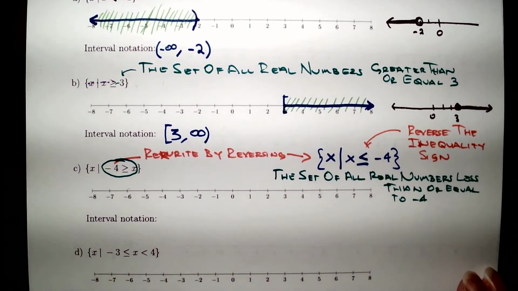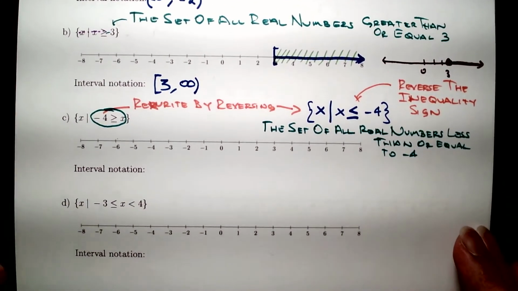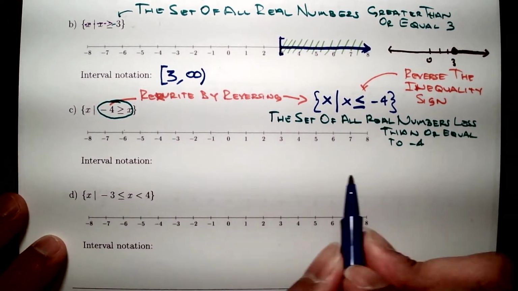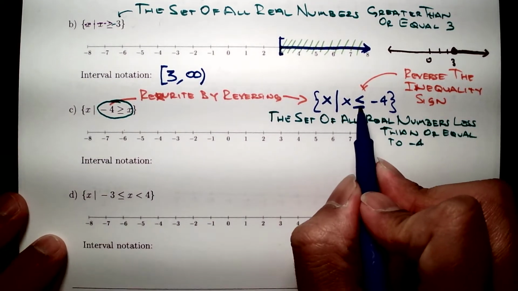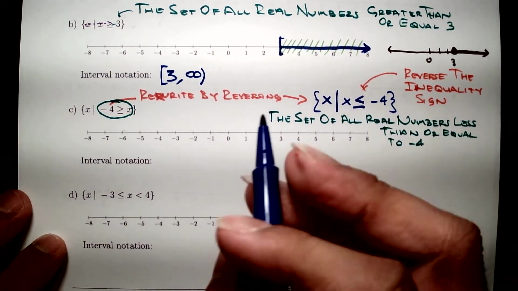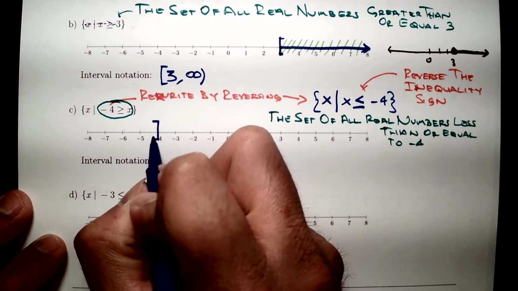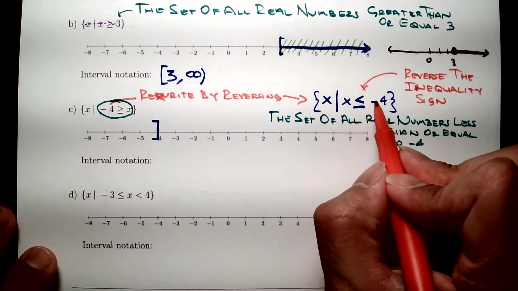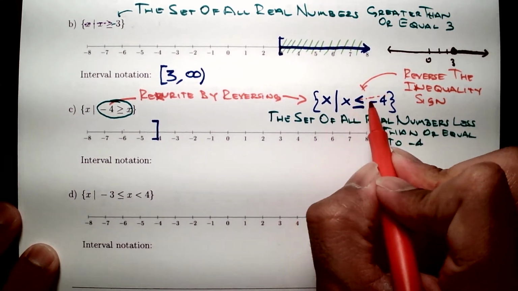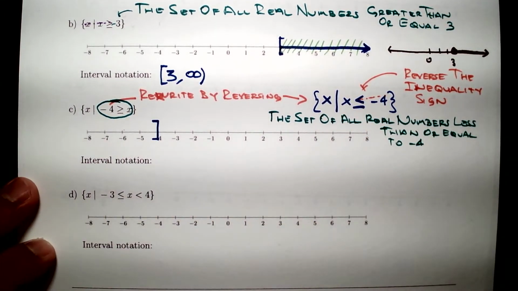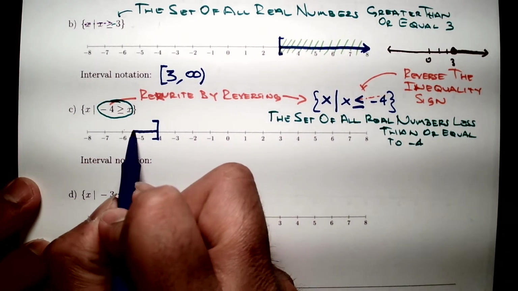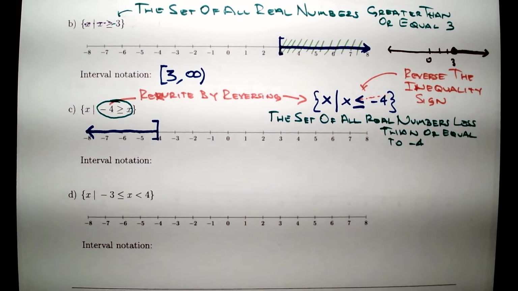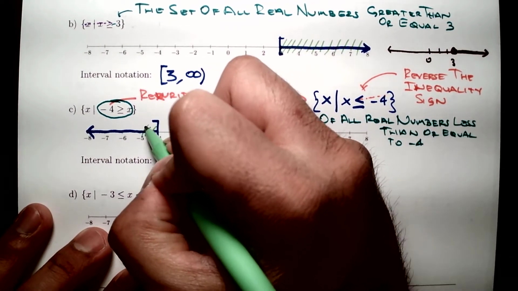So what are we going to do here in this case? We're going to look for the number -4. Because in this case it also has the inclusive, the equal, it's going to be a bracket this time. And again, look at the direction of the arrow. You can think of this as an arrow. It's pointing towards the left. So we are going to shade to the left of -4. And that's how we describe the set in graphical form.